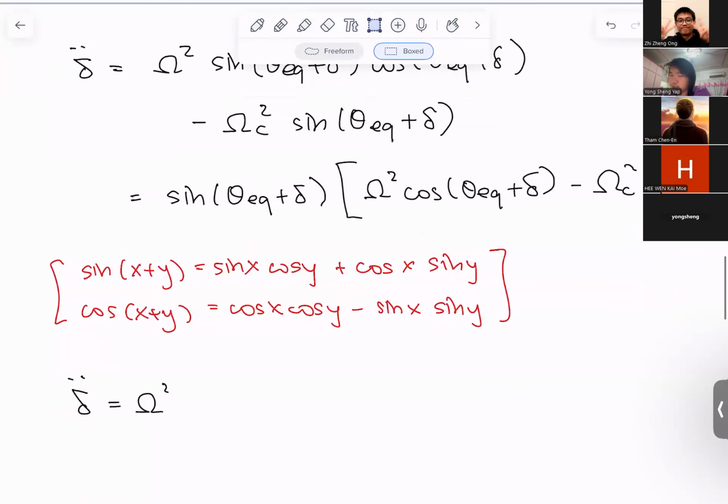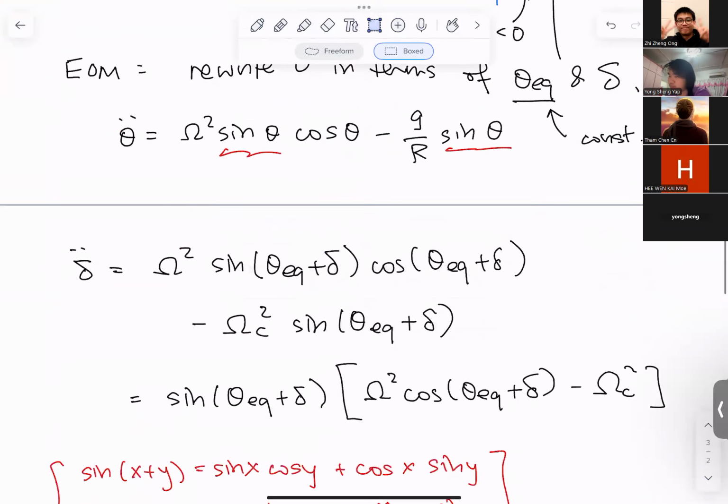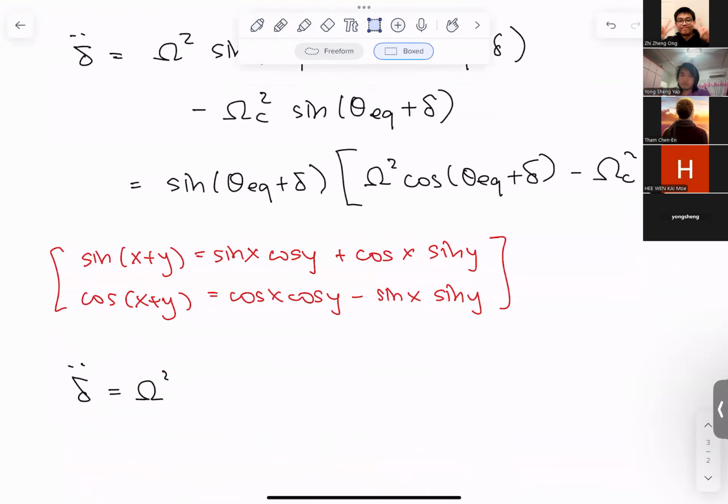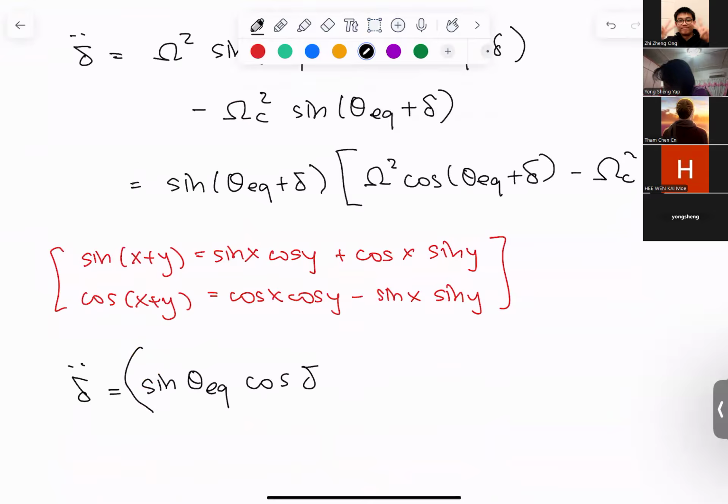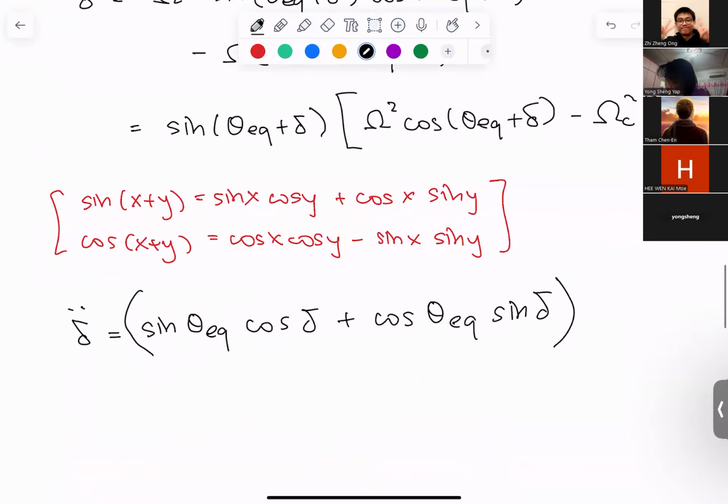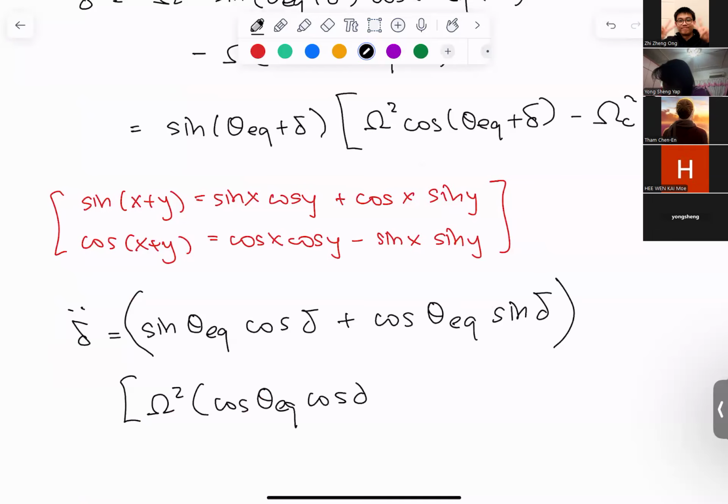All right. So basically, let's remind ourselves we have rewritten everything in terms of theta and delta. Now I just want to make this a little bit clearer. So let's just use the sine addition formulae to rewrite everything. The first thing is sine theta EQ cos delta, plus cosine theta EQ sine delta. And then there's going to be omega squared times cosine theta EQ cosine delta, minus sine theta EQ sine delta, and then minus omega c squared.